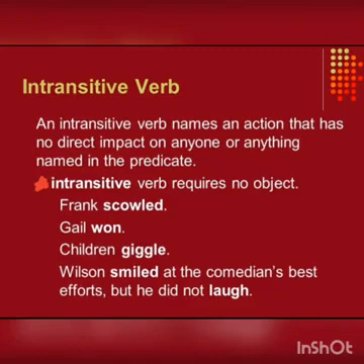An intransitive verb names an action that has no direct impact on anyone or anything named in the predicate. An intransitive verb requires no object. For example, Frank scowled, Gail won, children giggle, Wilson smiled.